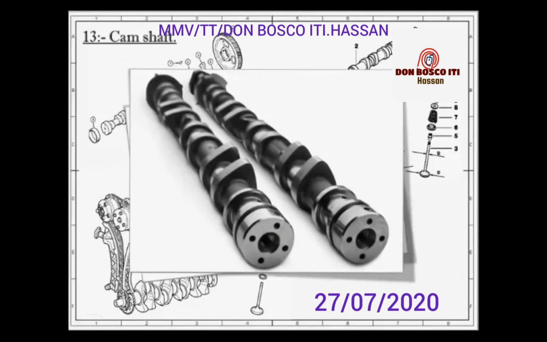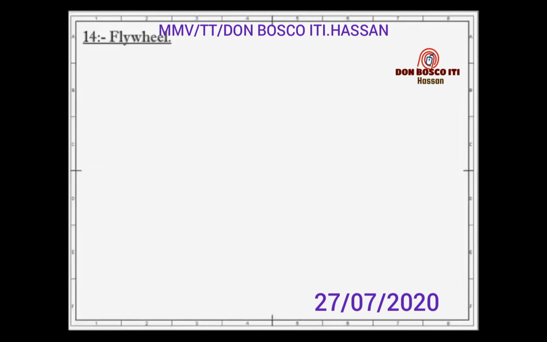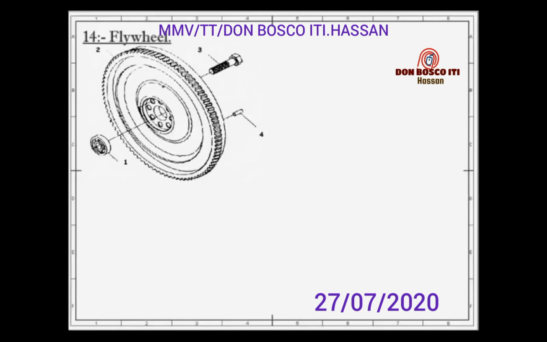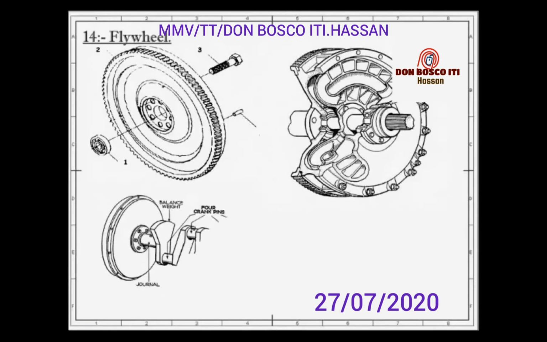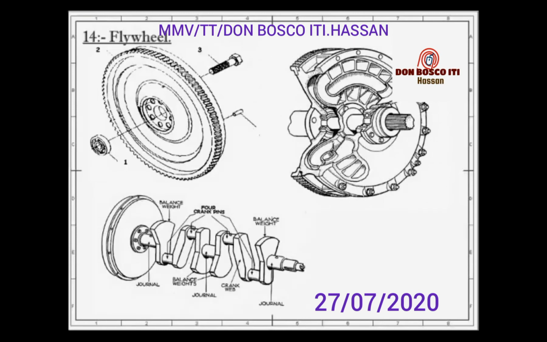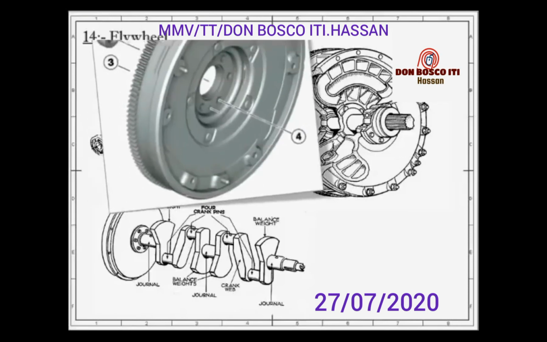Now next is the flywheel. It is a big wheel mounted on a crankshaft whose function is to maintain its speed fairly constant. It does this by storing excess energy during the power stroke, which is returned during the other strokes.